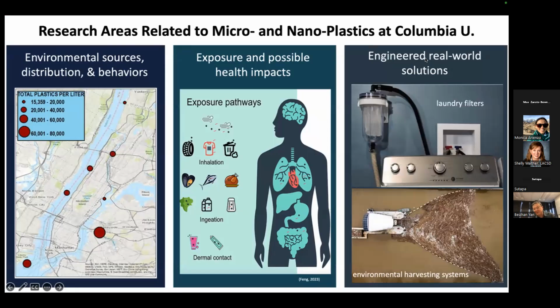I'm just going to give a little bit of introduction. First, I'm an environmental scientist, so I study the exposure, environmental sources, distribution, and behavior of pollutants. Then I work with the medical schools and the Mailman School of Public Health to characterize exposure and link it to possible health outcomes. The third part of our focus is engineering. I try developing engineered solutions. For example, we are developing a method to remove microfibers from laundry, and also a smart sampling system that can collect plastics from the water.